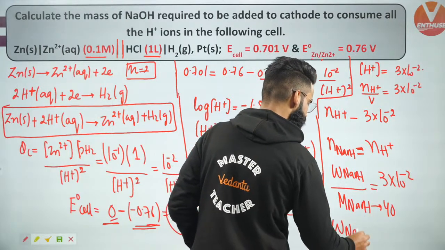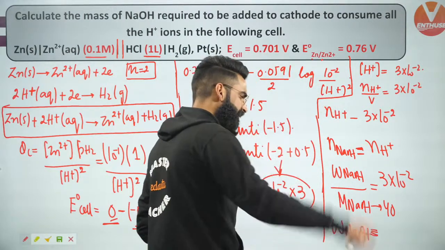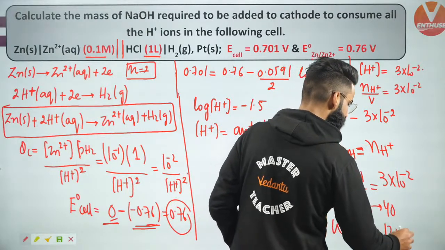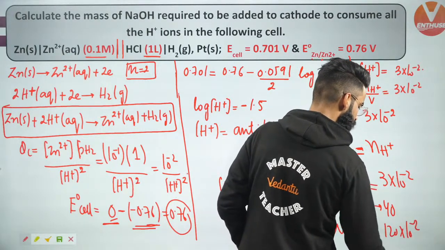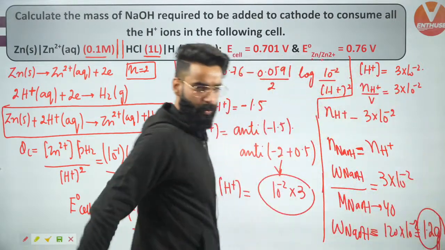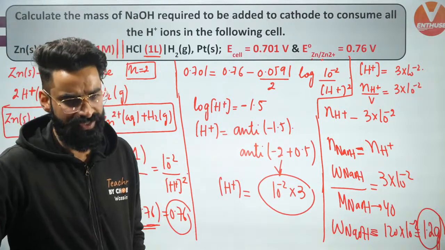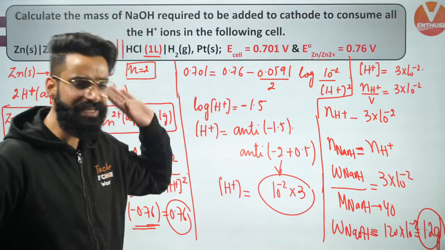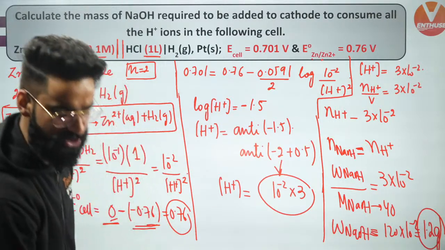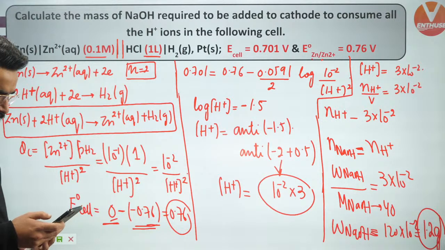So can I say the mass of NaOH to be added to the cathodic container in order to neutralize all the H positives will be equal to 40 multiplied by 3, which is 120 into 10 to the power minus 2. It is going to be 1.2 grams. So people, we need to add 1.2 grams of NaOH to the cathodic container, then only all the H positives will get neutralized. I hope you got this question. This was a bit lengthy one, and this was asked in your advanced exam.